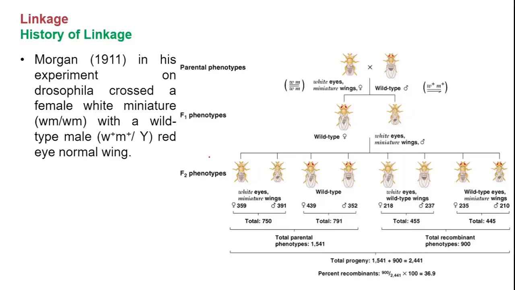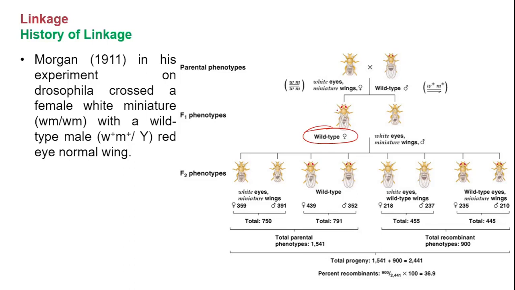So you need to know the history of linkage, how T.H. Morgan discovered it. During his experimentation with Drosophila, he took a male wild type Drosophila. Wild type means eye color is red and normal wing shape is there. He crossed the wild type male with a mutant type with white eye and miniature wing. In the F1 generation he got only the wild type, heterozygous wild type.